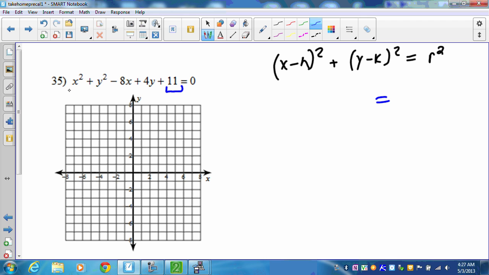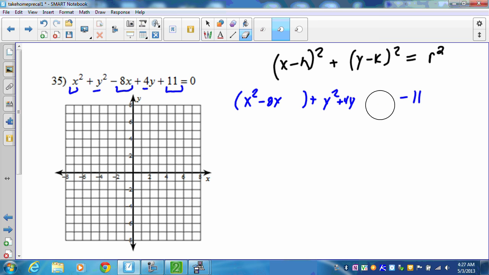So the first thing I'm going to do is get the x's grouped together, and then I want to put the y's next to each other and move the number to the other side. So we start off by moving the positive 11 over and rewriting this thing. We get x squared minus 8x, and kind of group that up like that. And then we have positive y squared plus 4y equals negative 11.